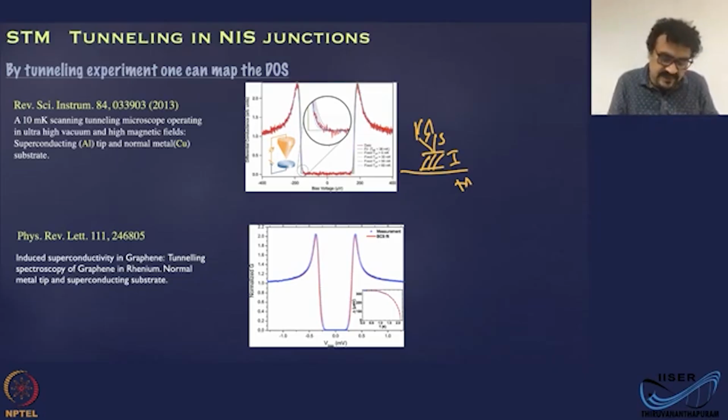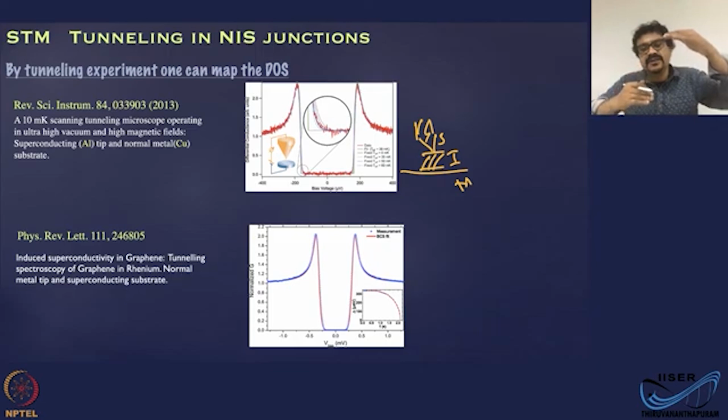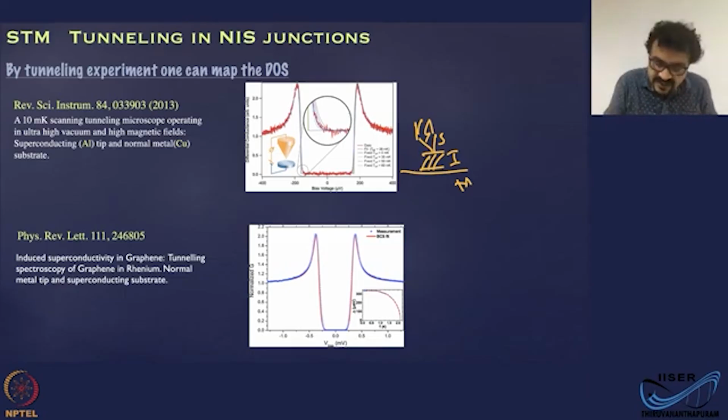Now, in this case, what we have is graphene, rhenium, and a normal metal tip. That's what you have. Okay. So here also you are doing the same thing. All you need to do is slide the superconductor density of states past the metal density of states. Okay. That's what you're doing. Here also you can see that there is a gap in the middle, after which there is a rise in the conductivity. Okay. And that's what you're seeing.